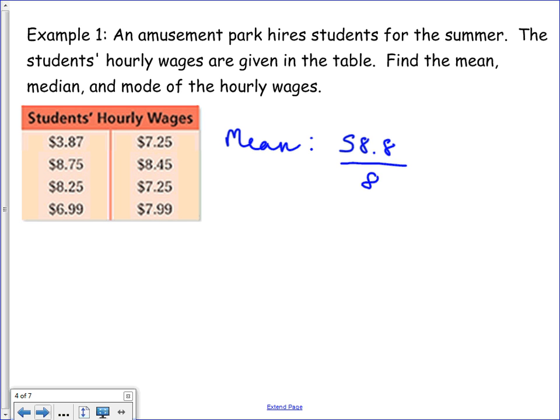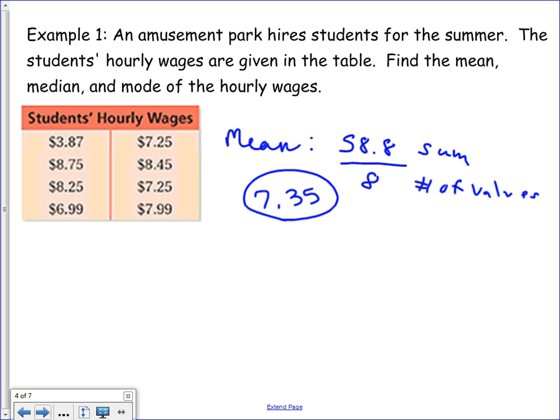So this was the sum again, and this is the number of values. And that means the mean is 7.35. And sometimes you can just round it to the nearest hundredth.